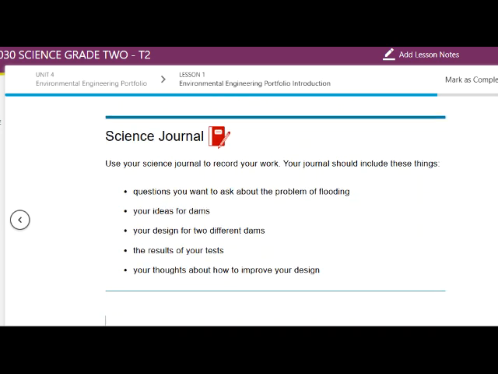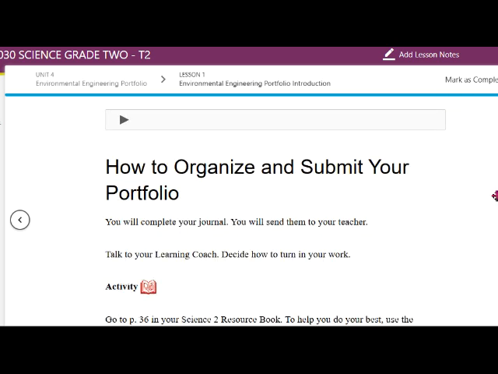Okay, so we're going to use our science journal throughout this entire portfolio, and we're going to turn in those pages to your teacher. So use your science journal to record your work. Your journal should include these things: the questions you want to ask about the problem of flooding, your ideas for dams, your designs for 2 different dams, the results of your tests, and your thoughts about how to improve or make your design better.